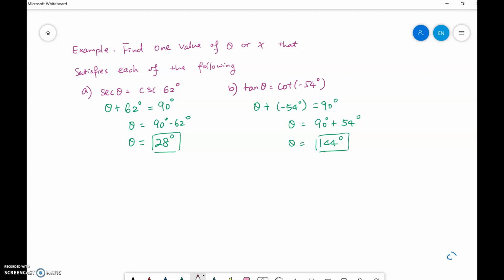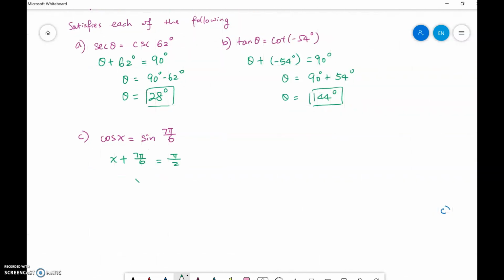Okay. Then the third one we have is cosine of x equals sine of 7 pi over 6. Cosine and sine also have the cofunction relationship, so that means x plus 7 pi over 6 equals 90 degrees, which is pi over 2. So subtracting, we get x equals pi over 2 minus 7 pi over 6, where pi over 2 can become 3 pi over 6, minus 7 pi over 6, negative 4 pi over 6. Simplify it, we get negative 2 pi over 3.